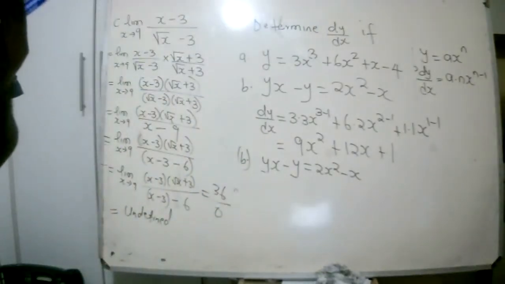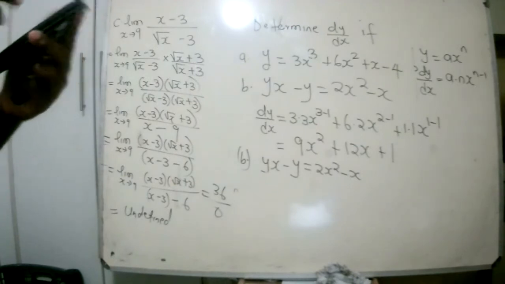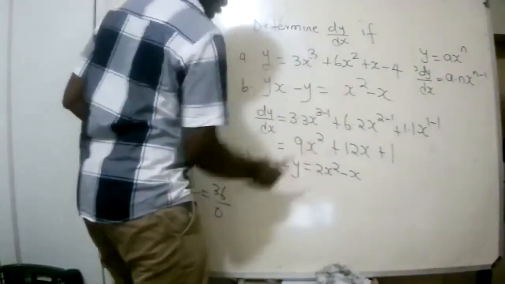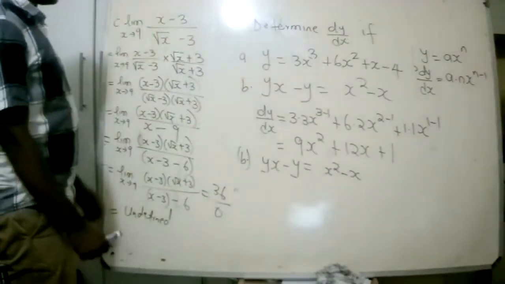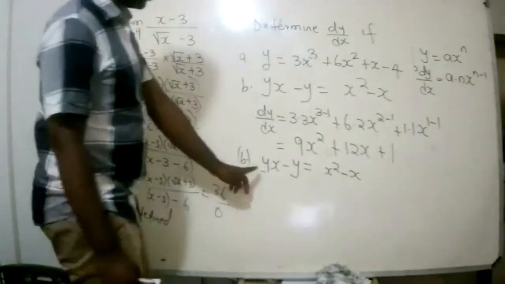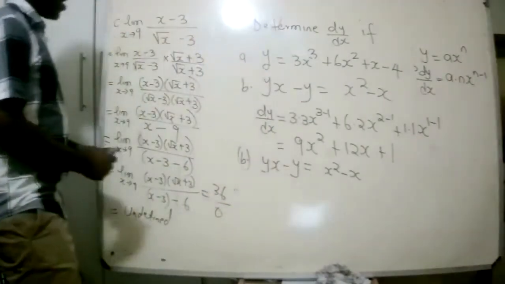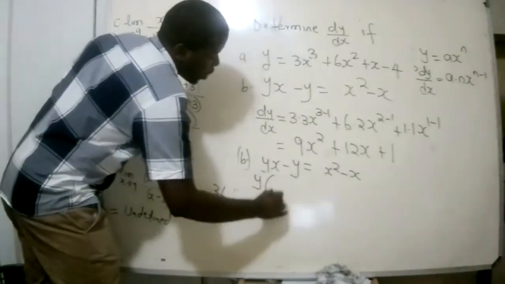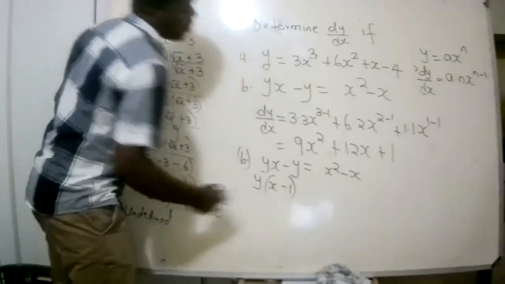Let me verify if I copied the question correctly. In case, all right, here there's no this 2. As I was saying, we're not going to get to the answer if we have that 2. So it's x squared minus x, and then on the left hand side is yx minus y. So we have to take out the common factor of y.